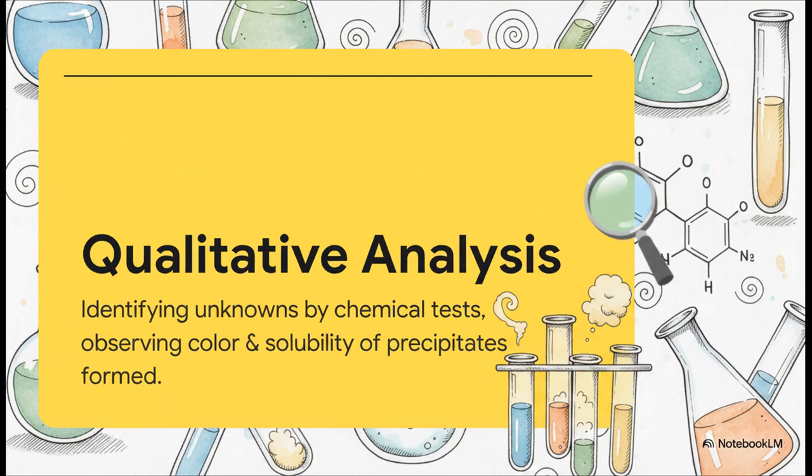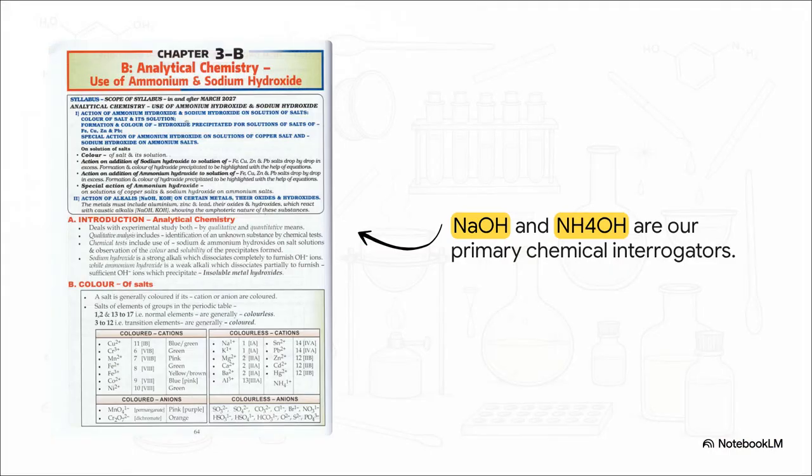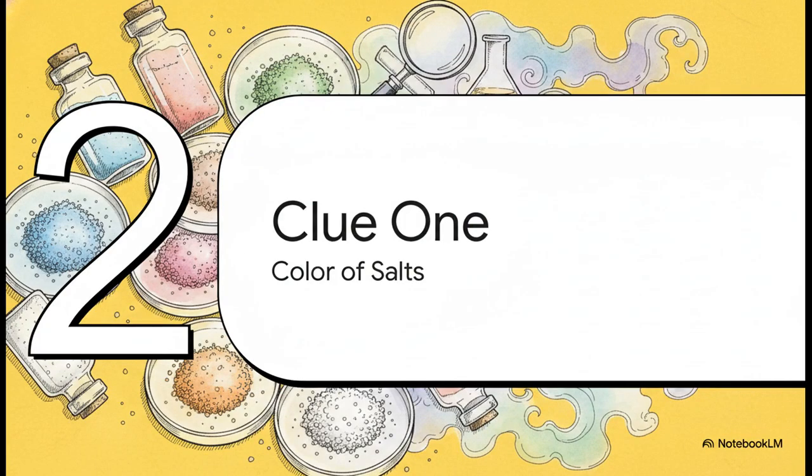Qualitative analysis is purely about identification. We're figuring out what an unknown substance is by running chemical tests and just making really careful observations. Specifically, we're looking at the color and the solubility of the precipitates that form when we add our testing chemicals. For these tests, we've got two primary interrogation tools in our arsenal. First, we have sodium hydroxide. That's our strong, heavy-hitting alkali. And then we have ammonium hydroxide, which is our weaker alkali. Basically, by dropping these into solutions of unknown salts, we literally force the salts to react and reveal exactly who they are.